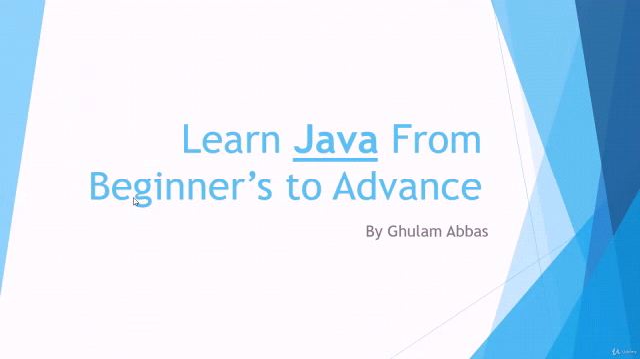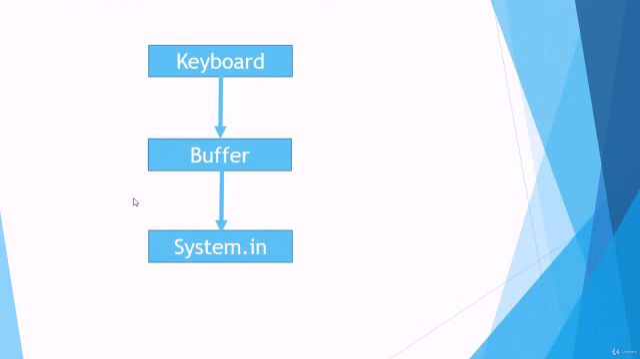So first of all, before moving toward the code, I will let you know how we take input from the user. You can see this diagram on the screen. First of all, keyboard, buffer and System.in. Whenever we take input from the user, definitely the user enters input through the keyboard. This is confirmed.